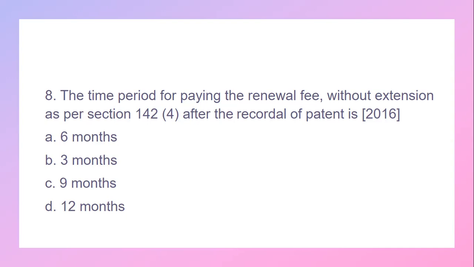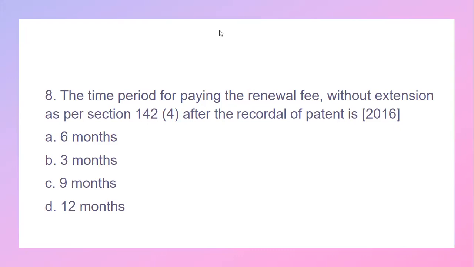And if a renewal fee is there, there's a time period for paying the renewal fee, which is 3 months, and it can be extendable till a total period of 9 months, which is 3 plus 6, as per section 142(4), after the recordal of patents is 3 months. So I'll just type that out. Where a principal patent is granted later than 2 years from the date of filing of the application, the fee which has become due in the meantime will be paid within a term of 3 months from the date of recording of patent.